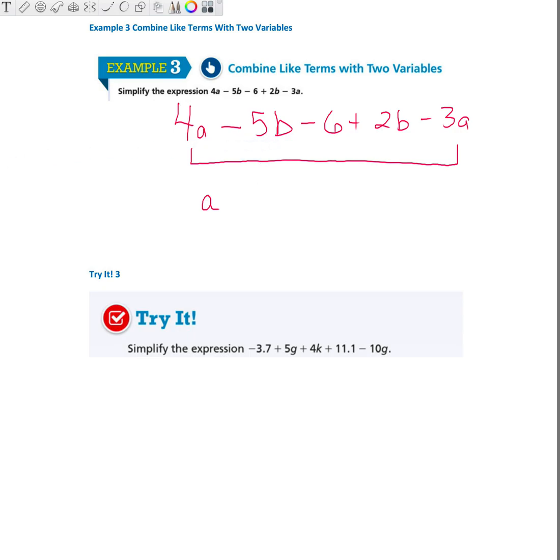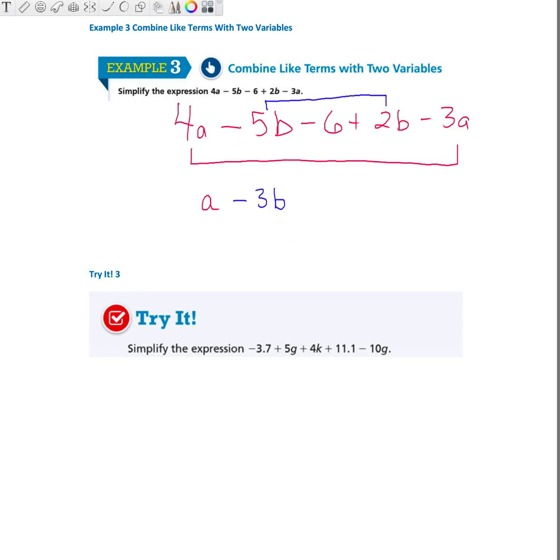The next thing I'm going to do here, I'll switch to a different color. I'm going to combine the b term here with the b term here. When I do that, I have to be super careful. This is not 5b. This is negative 5b. Negative 5b plus 2b. Negative 5 plus 2 is negative 3. These two positives will cancel out 2 of these negatives, but there will be 3 negatives left over. Negative 5 plus 2, when I combine the b terms, I get negative 3b.